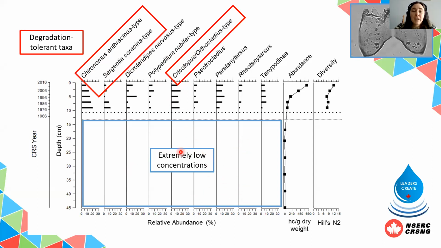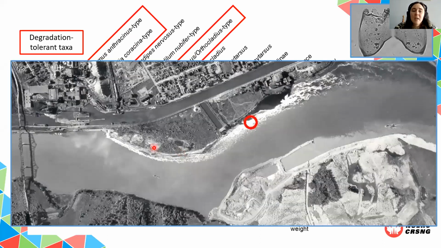And again, what we think is happening, our best guess anyway at this point, is that it's possible that these really, really high BOD loads, so a lot of oxygen is going to be needed to break down all this organic material. Our best thought is that maybe there wasn't actually enough oxygen there for chironomids to survive.